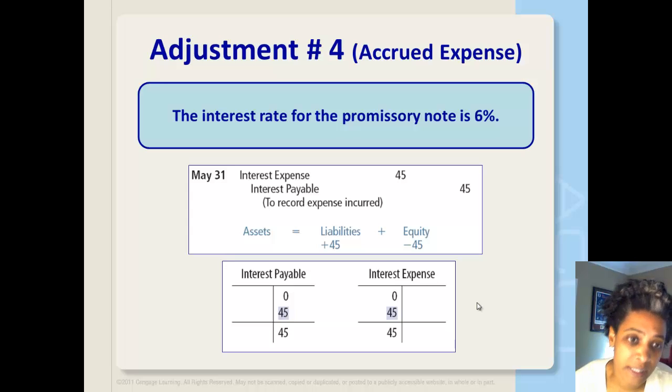Adjustment number 4 is because Circle Films has to pay interest on the promissory note. So remember, they bought some more equipment and you signed a 2-year, I believe, promissory note. That was at a 6% annual rate. So after 1 month, they've incurred $45 of interest expense. That's $9,000 times 6% divided by 12. And this expense and the related obligation are not reflected in the trial balance because they haven't yet been recorded. So our 4th adjusting entry is an accrued expense, which decreases equity because it's an expense, and it increases liability because we're liable for that interest.